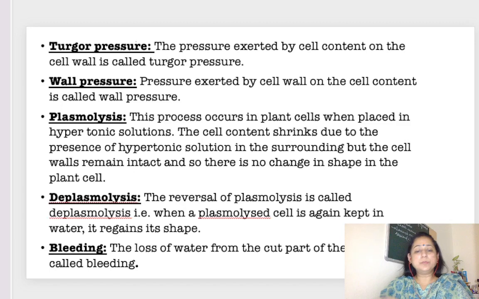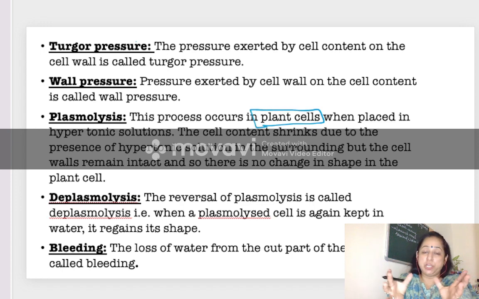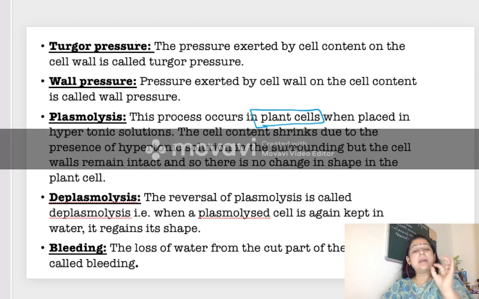Okay, so plasmolysis is wherein the water moves out from the plant cell. Now we specify plant cell here because when we talk about animal cell, it's just the shrinkage. We do not call it plasmolysis; we call it plasmolysis only in case of plant cell. So what happens here? This is due to osmosis. We will discuss it later, but for now remember that the process which occurs in plant cells when they are placed in a concentrated solution and the cell content shrinks is known as plasmolysis.